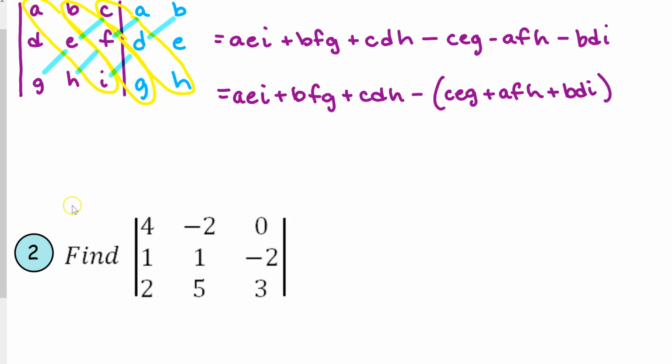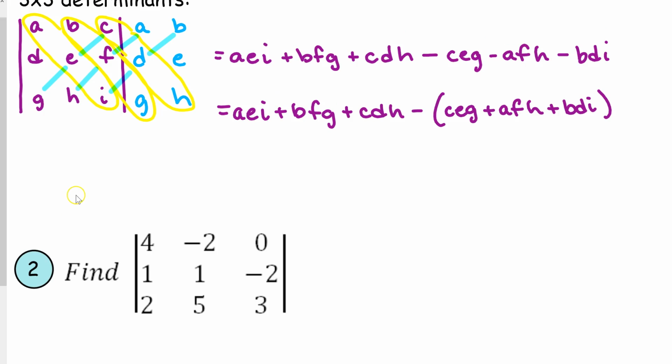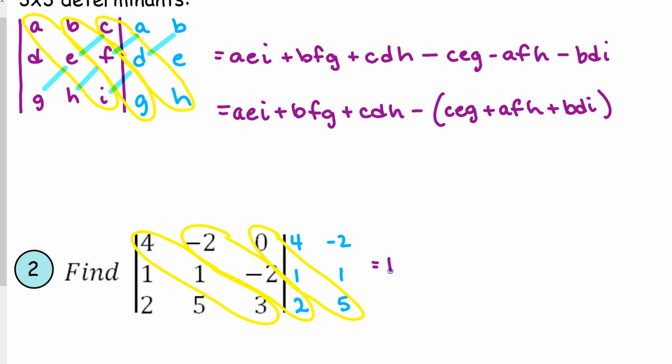Find the determinant of the 3 by 3 matrix. So the first thing we want to do is rewrite the first column 4, 1, 2, and the second column -2, 1, 5, so that we have diagonals that have 3 elements each. So we're going to multiply these numbers, and multiply these numbers. So that gives us 4 times 1 times 3, 12, plus -2 times -2 times 2, 8, plus 0 times 1 times 5, 0.